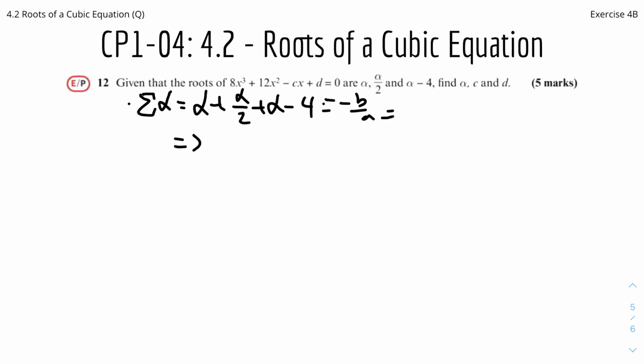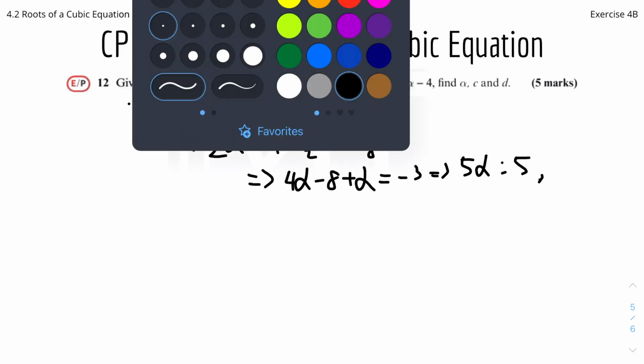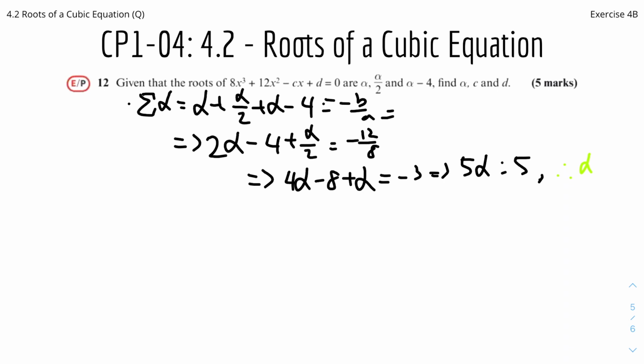And therefore it will be 2 alpha minus 4 plus alpha over 2 equals minus b over a. b is 12 and a is 8, so it will be minus 12 over 8. And therefore we can just rearrange the equation to get 4 alpha minus 8 plus alpha equals minus 12 times 2 over 8, that gets us minus 3. So it'll be minus 3, and we rearrange to get 5 alpha equals 5, and therefore alpha equals 1. So therefore alpha equals 1.